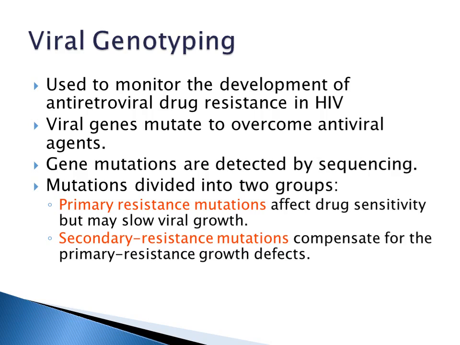And mutations are divided into two groups. There's primary resistance mutations, which affect drug sensitivity but may slow the viral growth. And there's secondary resistance mutations, which compensate for the primary resistance growth defects.